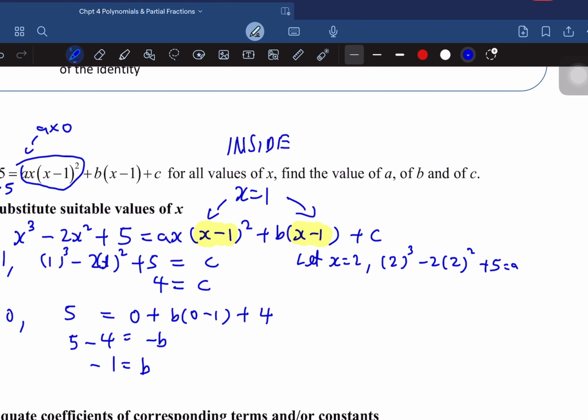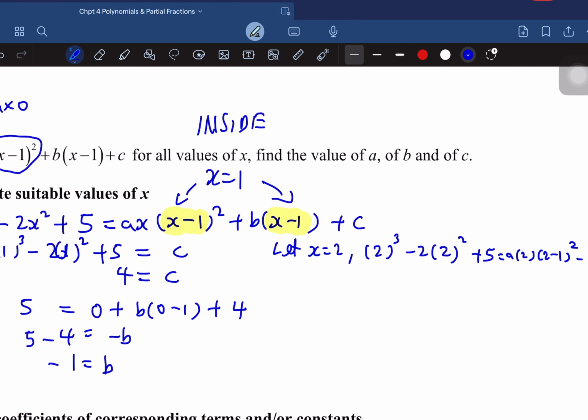equals a bracket 2 minus 1 squared minus, because b is negative 1, so minus 1 bracket 2 minus 1 plus 4. So over here I have 5 equals 2a minus 1 plus 4. So 2 equals 2a, a equals 1.